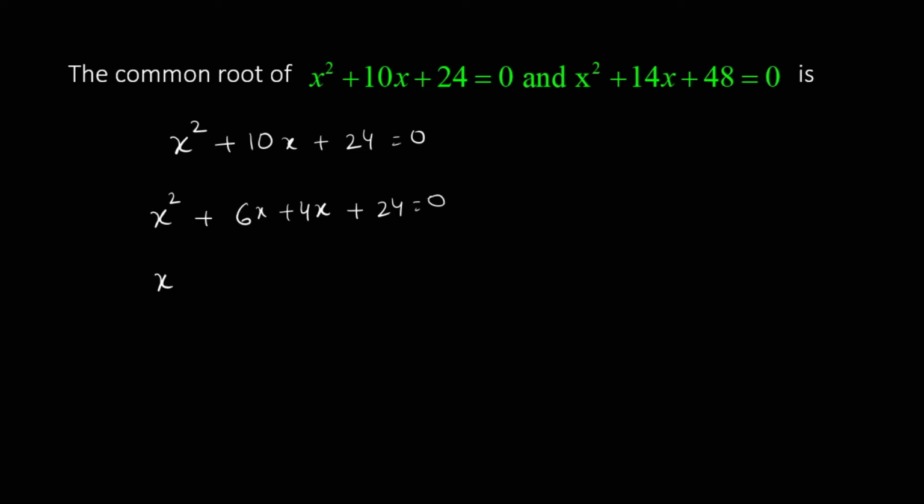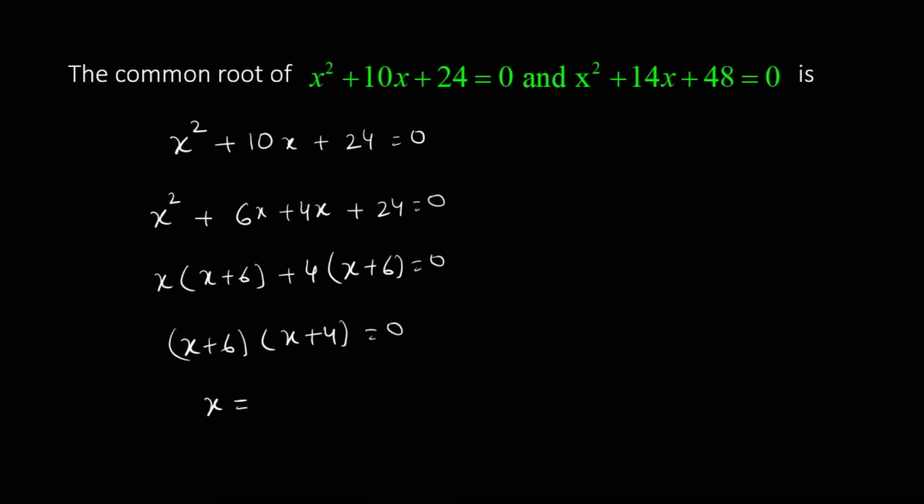So taking x as a common, we can write here x plus 6 is one factor, plus in the second we can take 4 as a common, so we have x plus 6, this is equal to 0. So from here we can write x plus 6 is one of the factors of the quadratic equation and x plus 4 is another factor of the quadratic equation. So the corresponding roots are x is equal to minus 6 and x is equal to minus 4. So we have two roots.